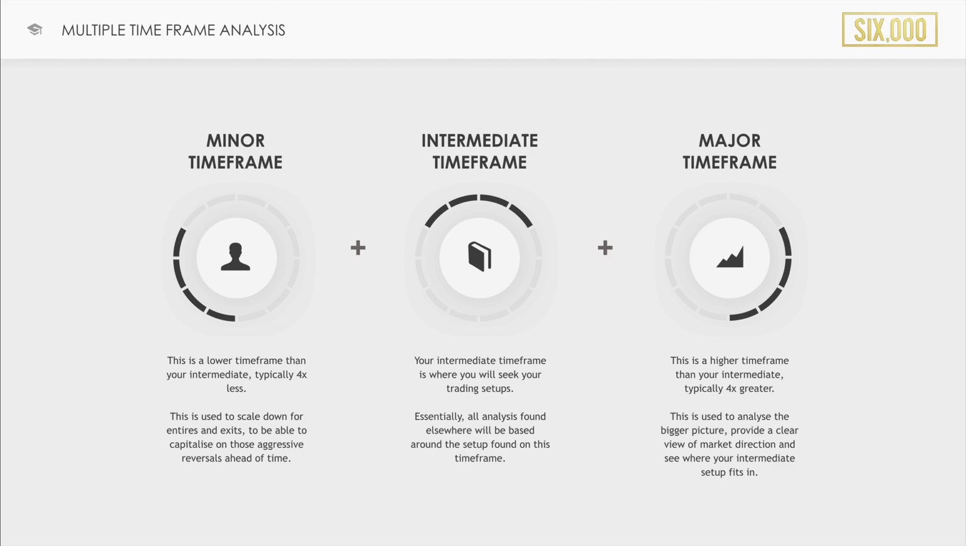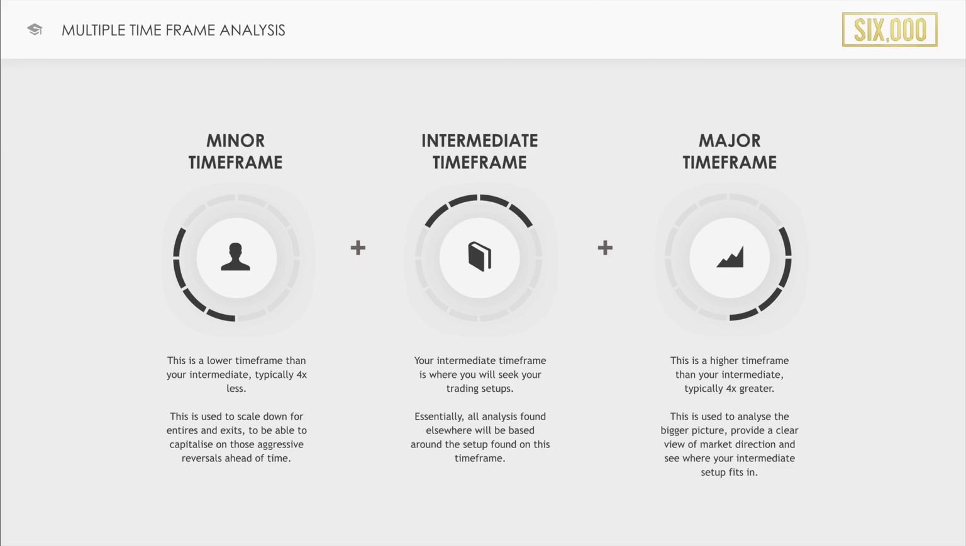So let's say we use the 1 hour, the 4 hour, and the daily chart, and I find a bullish bat on the 4 hour chart. I would then use this as my intermediate time frame because this is where my trading setup is. Of course, harmonic trading, this is the base of our trading strategy. If you find a harmonic on the 4-hour chart, this is your intermediate time frame. So essentially all analysis found elsewhere will be based around this trading setup. Again, because harmonic patterns are the base of our trading strategy, this is where the intermediate time frame will be.